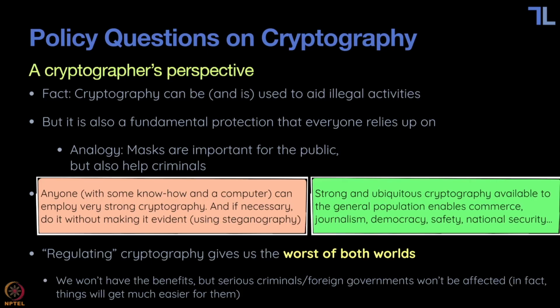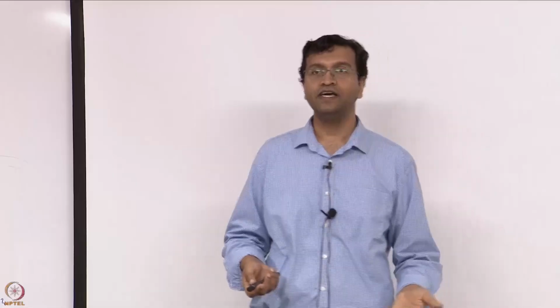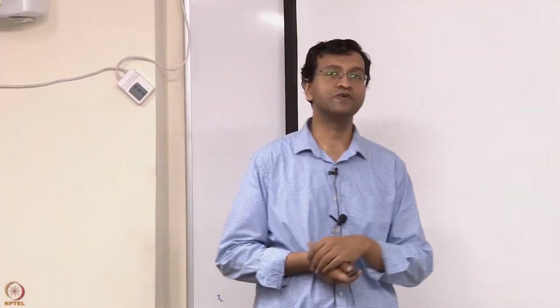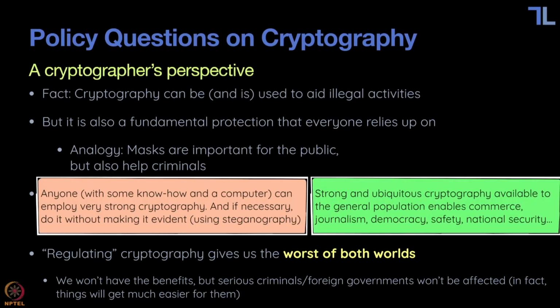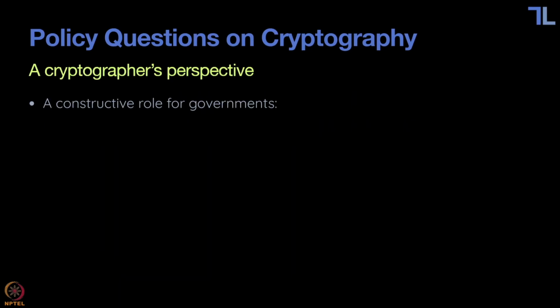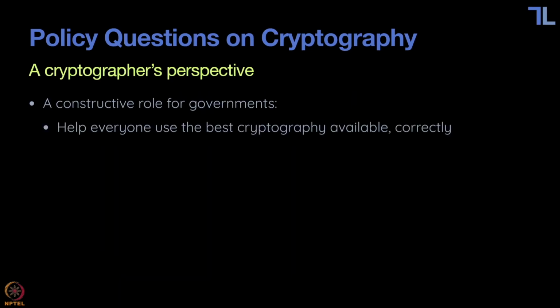People you're worried about, who use the dark net for illegal activities like ransomware, will still do it. Ransomware to begin with is illegal, and that doesn't stop them from doing it. On the other hand, regulation will prevent legitimate use of strong cryptography. So it's kind of pointless to try and regulate cryptography. What governments should probably do is help everyone use the best cryptography available in the best possible way, correctly.